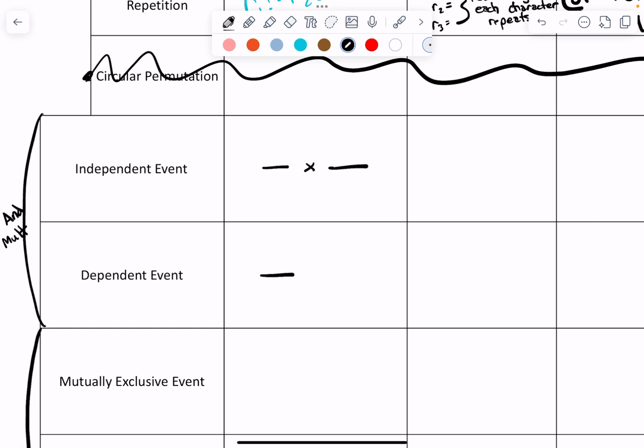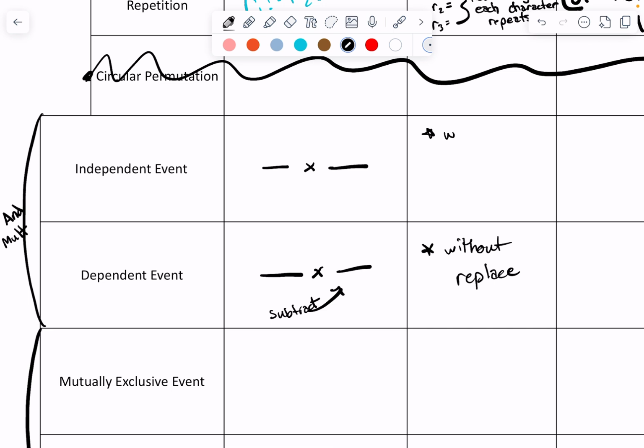Versus dependent, you're subtracting one from the bottom number. So if it was out of 52 cards before, now it'll be out of 51 because you are doing dependent events. I'm going to put a little star here for important info, because usually dependent is without replacement. Independent is with replacement.